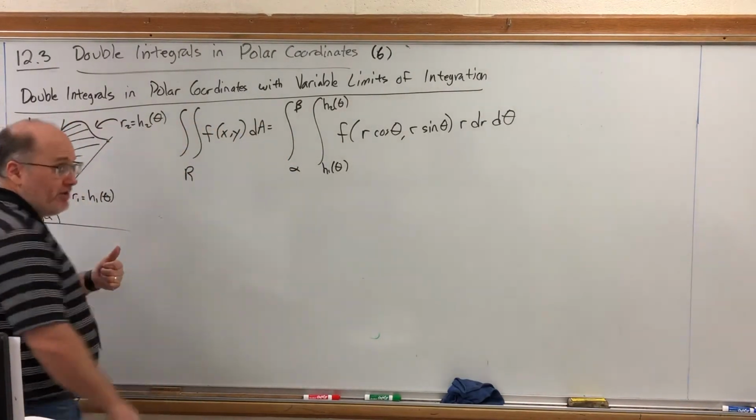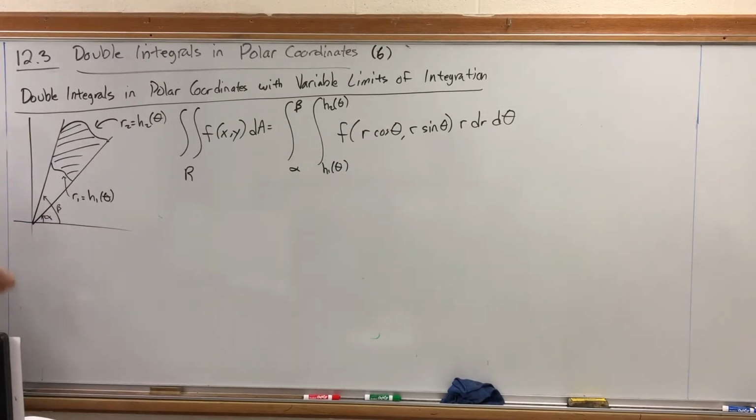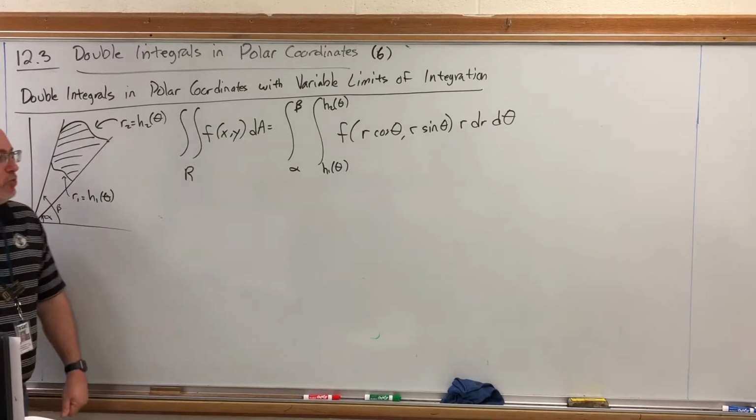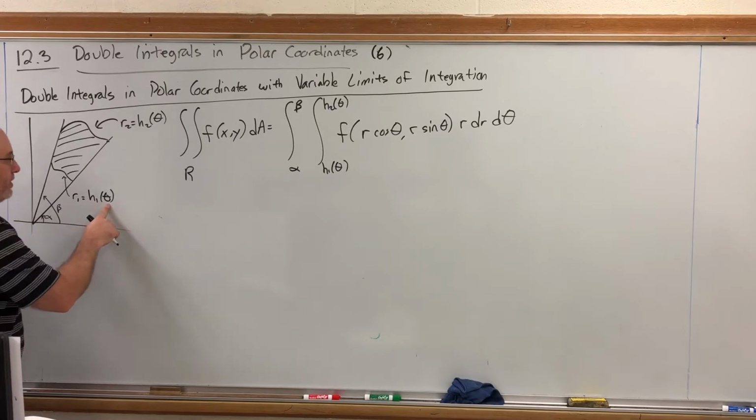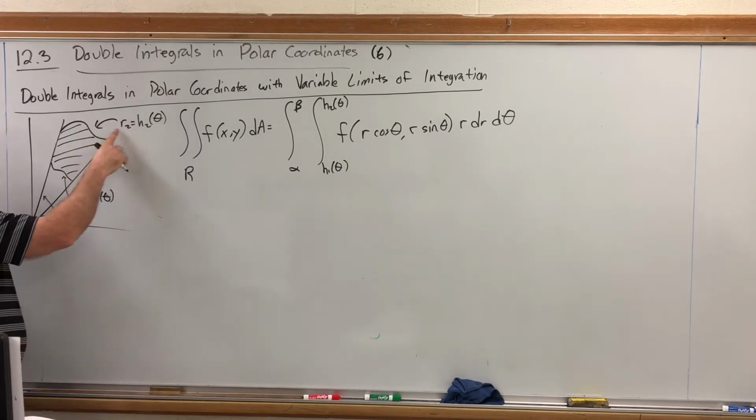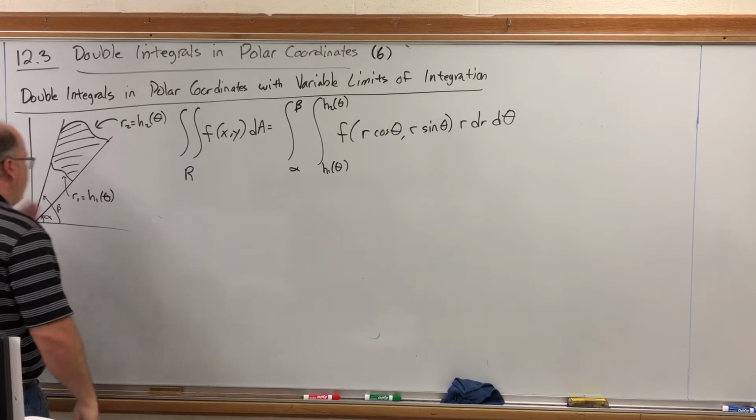However, that won't always be the case. It is possible to evaluate a double integral in polar coordinates with variable limits of integration. Specifically, if you have a region that is bound between two angles, in this case alpha and beta, but the radii are not bound by constants, in other words, they're not bound by arcs on a circle, but rather by equations. In this case, the inner radius is bound by the function r1 equals h1 of theta, and the outer radius is bound by the function r2 equals h2 of theta.